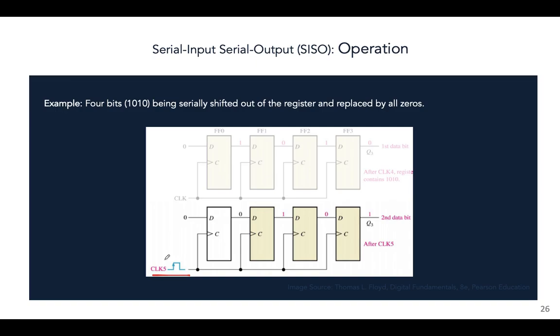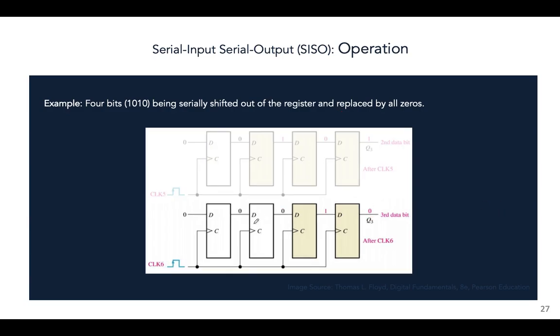Clock pulse 5. When clock pulse 5 comes, this 0 will have been taken out. This 1 will move here, and that's what's happening. This 1 moved, and so at the output end, we had the next bit. Then after clock pulse 6, the next bit, which was this one, came out, and we took it out.